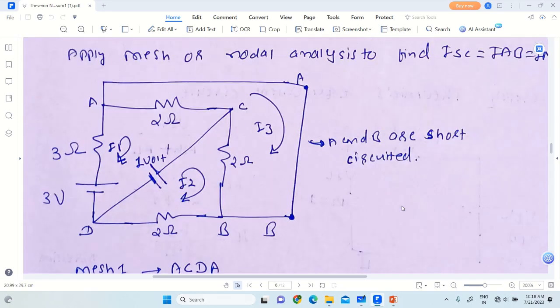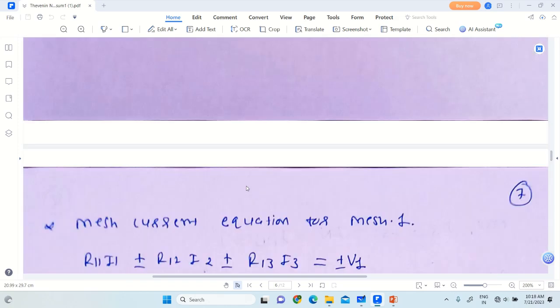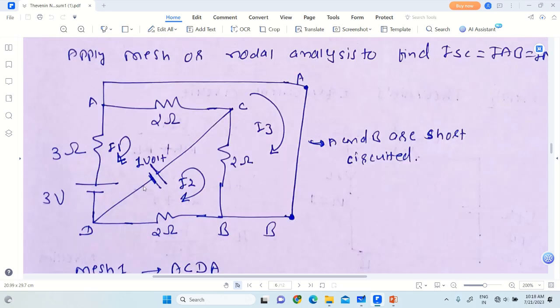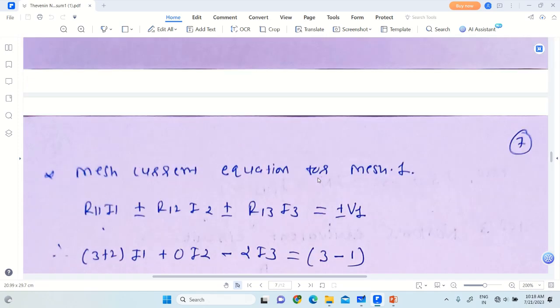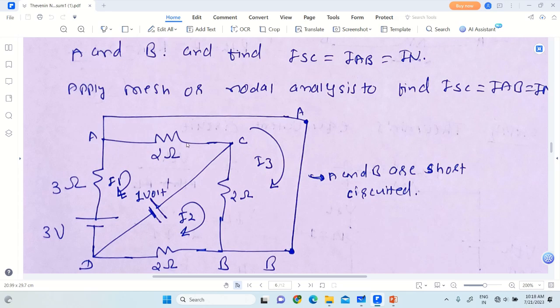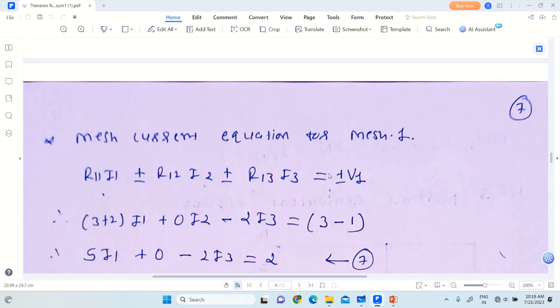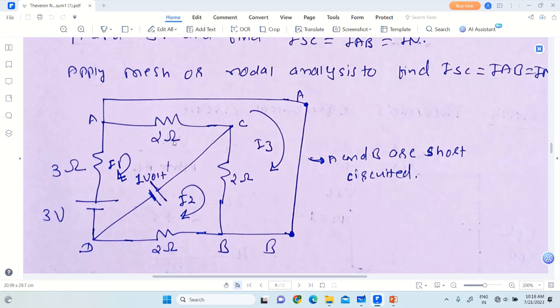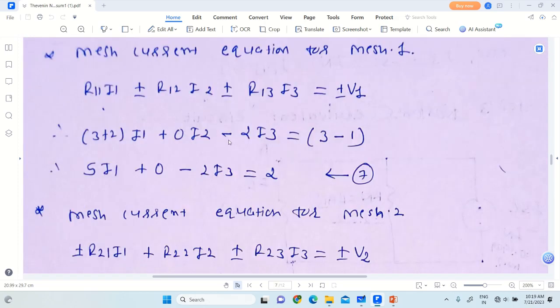Now R11 is the sum of the resistances in first mesh, so it is 3 plus 2, it is 5 I1. Then R12, the sum of the resistance common to first mesh and second mesh, there is no resistance, so it is 0 I2, plus R13, the sum of the resistance common to first and third mesh, so it is 2 I3. Now we have to put plus or minus sign for R13, that is for this 2 ohm resistance. Through this 2 ohm resistance, I1 is flowing from A to C, and I3 is flowing from C to A, and the directions of I1 and I3 through the 2 ohm resistance are opposite to each other. That's why we put the negative sign. So it is minus 2 I3.